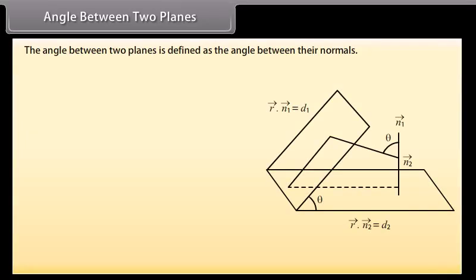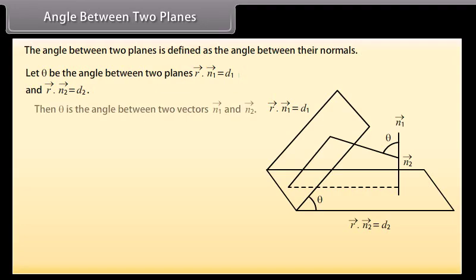Angle between two planes. The angle between two planes is defined as the angle between their normals. Let theta be the angle between two planes, with r·n1 = d1 and r·n2 = d2. Then theta is the angle between the two vectors n1 and n2.